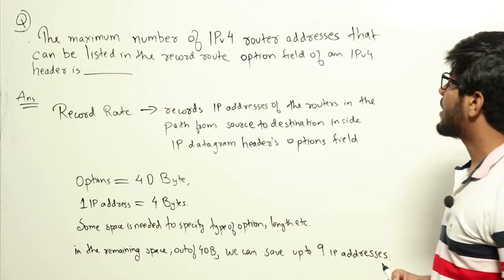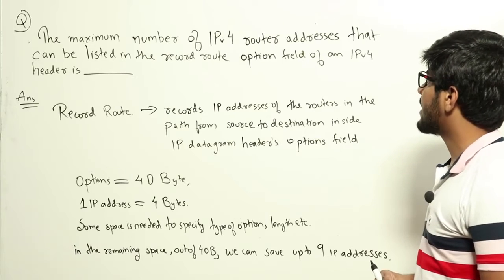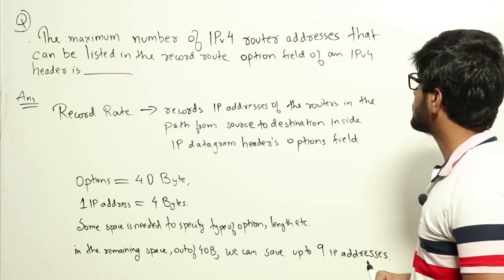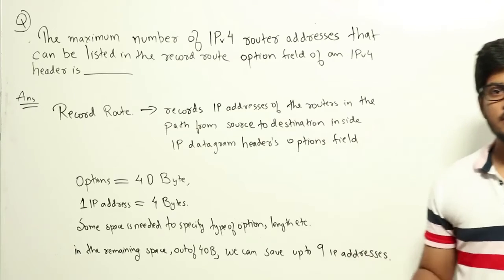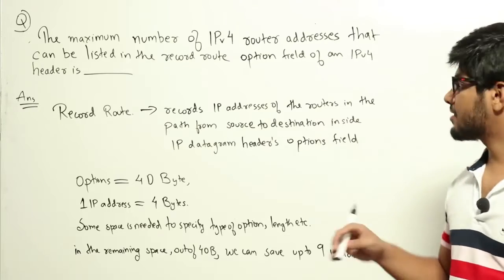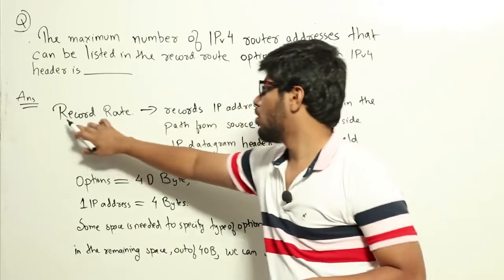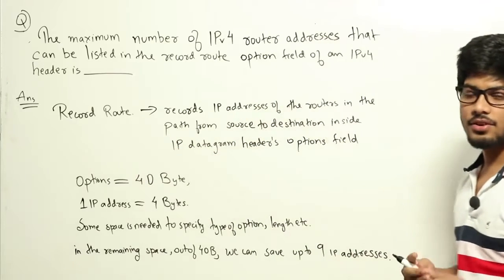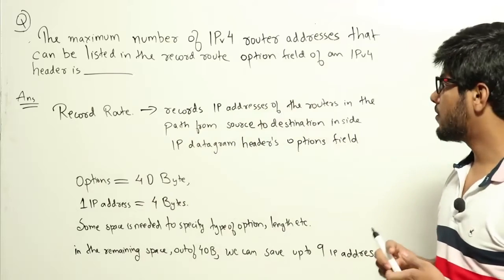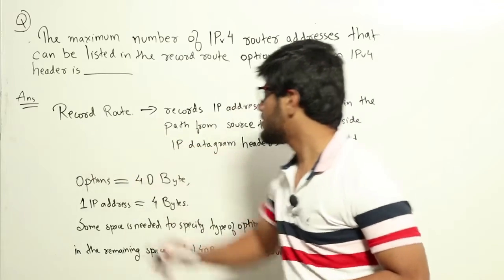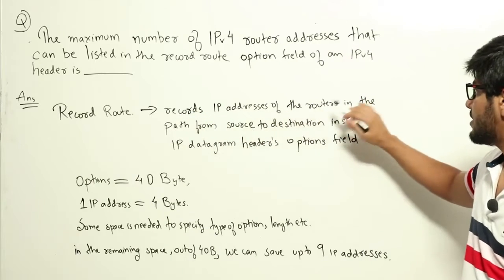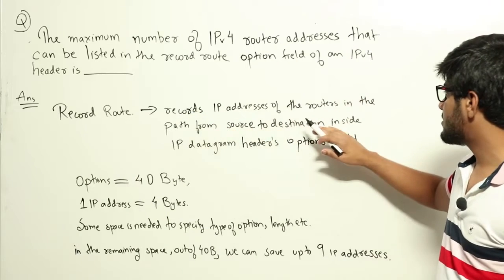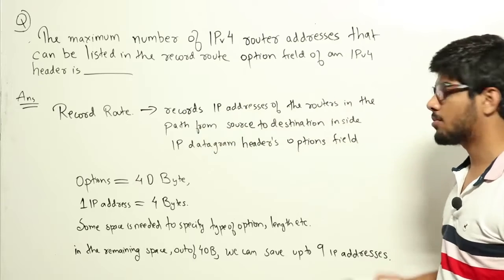The maximum number of IPv4 router addresses that can be listed in the record route option field of an IPv4 header is dash. So this is a question coming from computer networks. They are asking us about record route option in IP. So in IP there are various options available. One of those is record route. So what record route does is that it records the IP addresses of the routers in the path from source to destination inside IP datagram headers option field.